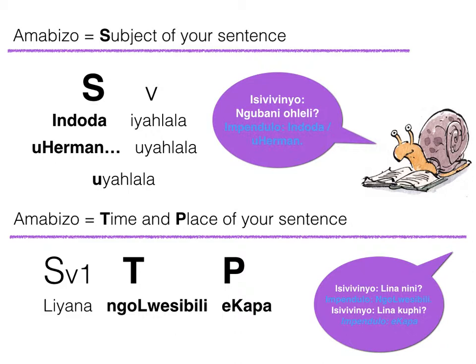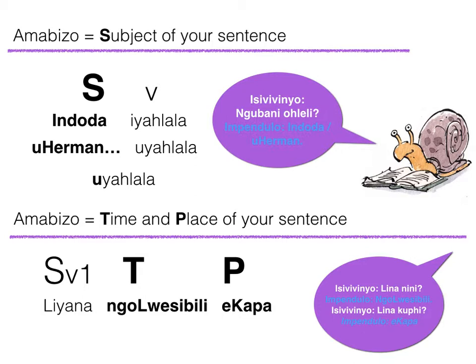Isibonelo, indoda iyahlala. E of indoda must, it's a noun prefix, so must match the verb prefix e of hlala. The verb ngesiZulu can't stand on its own. And if your verb is at the end of the sentence, there should be a ya between the verb prefix, which is an e, and the verb, which is hlala.